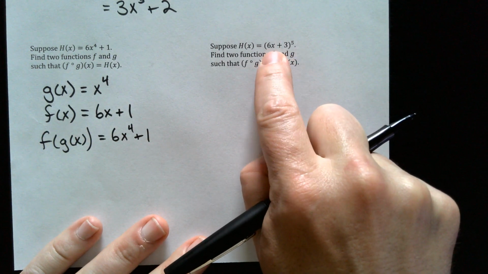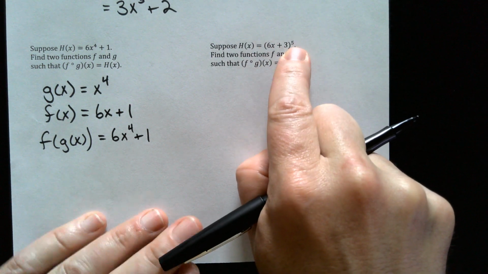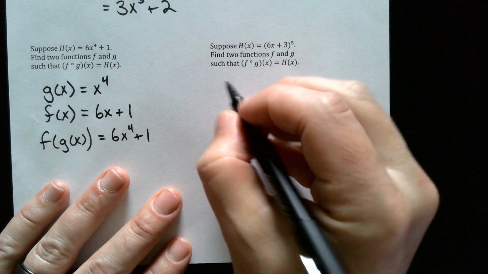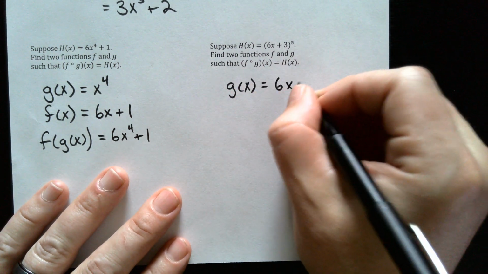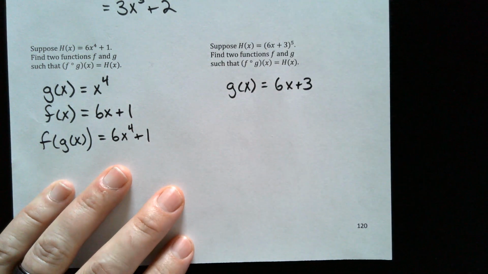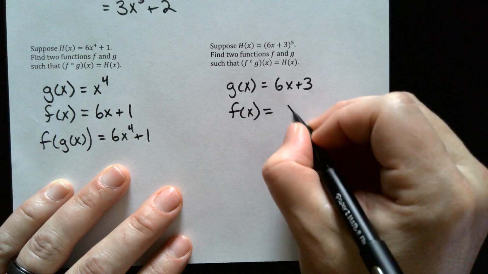Now let's look at this case. Now the entire expression is getting raised to the fifth power, right? The entire expression. That means that expression is going to be g of x. So g of x is equal to 6x plus 3, and f of x will just be x to the power of 5.